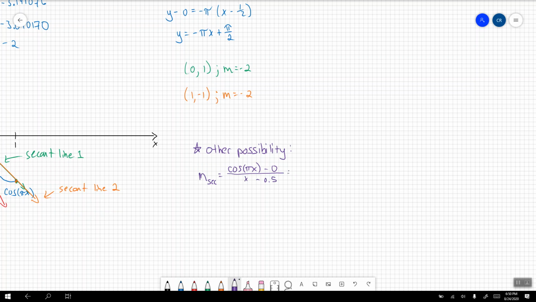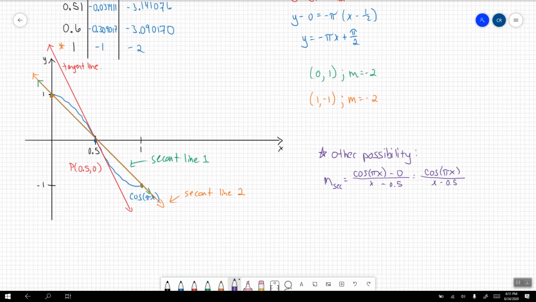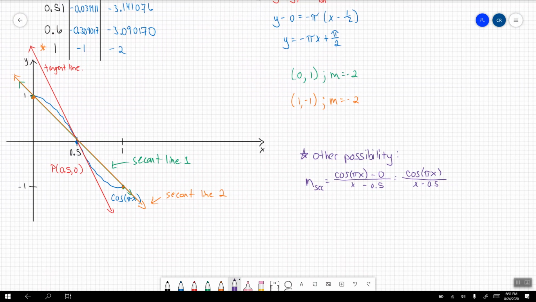In this particular instance, all we're doing is taking cosine of pi times whatever input, and then taking the input x and subtracting 0.5. This would have been a nice way to streamline the whole process. That way we don't have to keep plugging in different numbers. We can just say, my next x value, plug it in. My next x value, plug it in. And the process becomes easier to work with. So there are different options to work with here. Pick the one that you like the most.